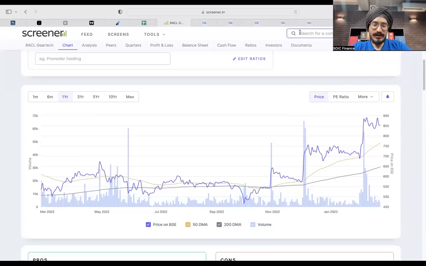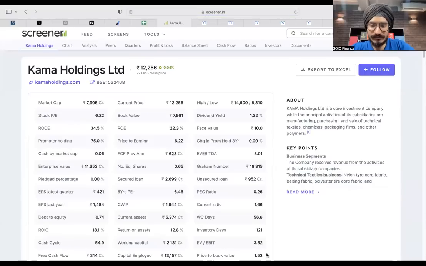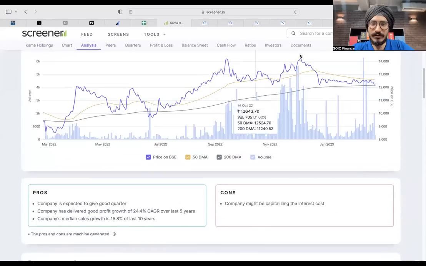या Kama Holdings तो यार वो है ही. Let's calculate the discount, let's do it together. क्या market cap है Kama Holdings का? 7,905 करोड़. Right? How much do they own in SRF?